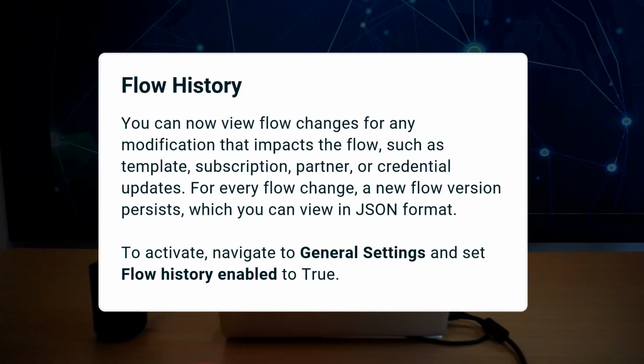With the latest update, you can activate Flow history and track changes related to Flow modifications. This includes updates to templates, subscriptions, partners, and the credentials that impact the Flow. When changes occur at the Flow level, a new Flow version is saved, and you can check the content of each version in JSON format.